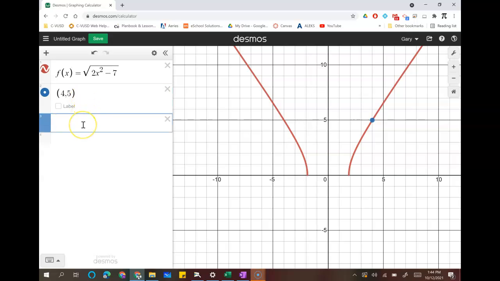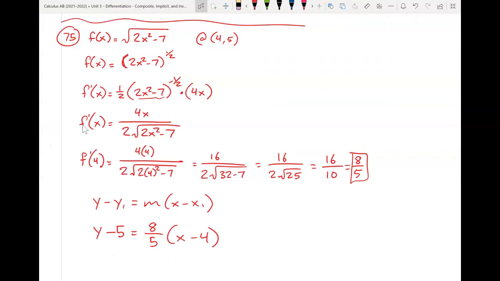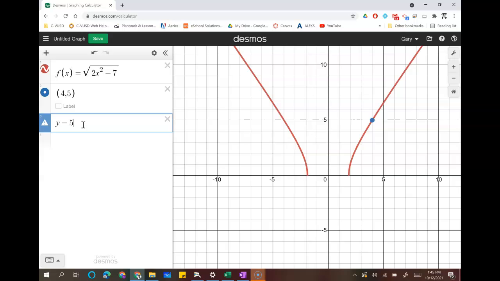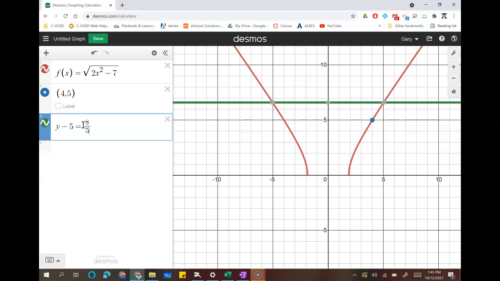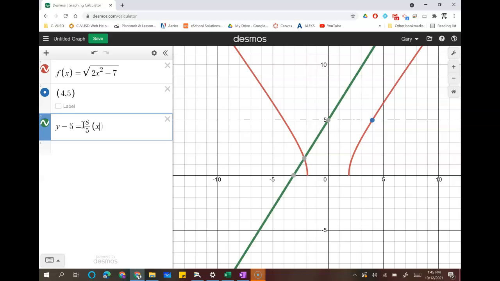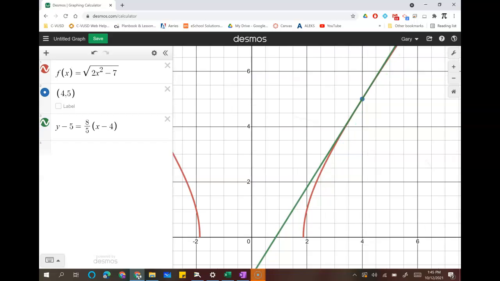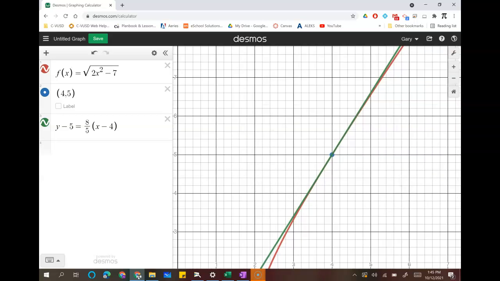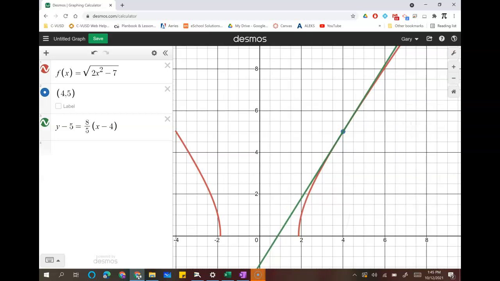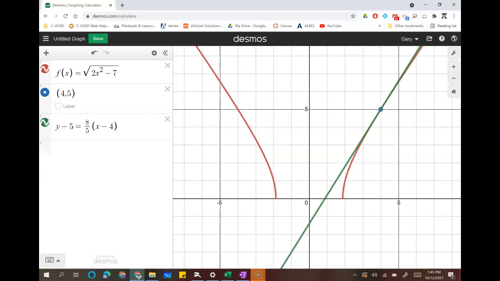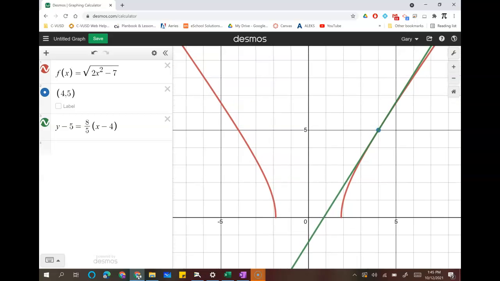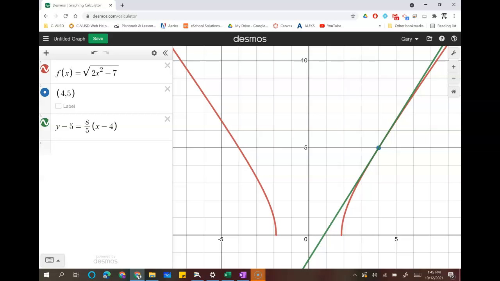All right, and then we had our tangent line, y minus 5 equals 8/5 times x minus 4. And there it is. That looks pretty spot on. If I zoom in, we can see that that is definitely our tangent line at that point. Now, the problem is asking us to look at finding the derivative. So we found that the derivative of that function was 8/5.